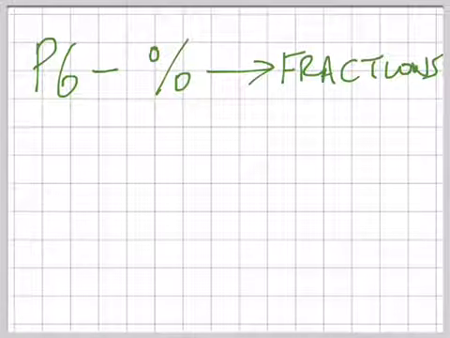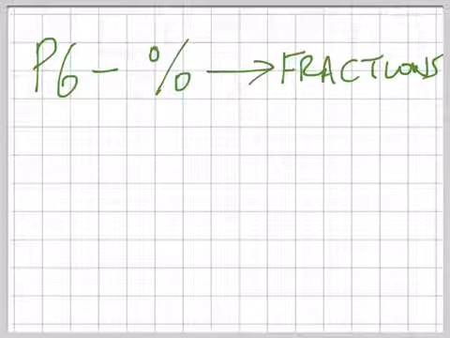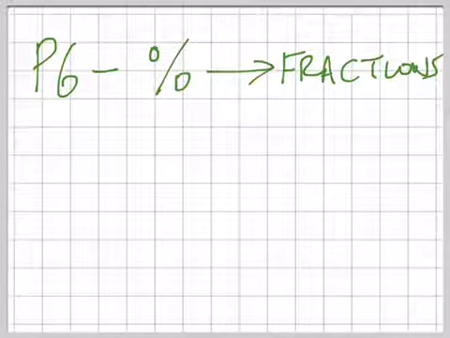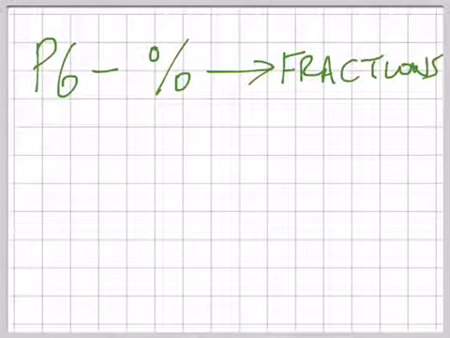Video P6, how to change percentages into fractions. The first part of this is pretty simple, but it gets a little bit more challenging towards the end where we have percentages that have a decimal element as well.